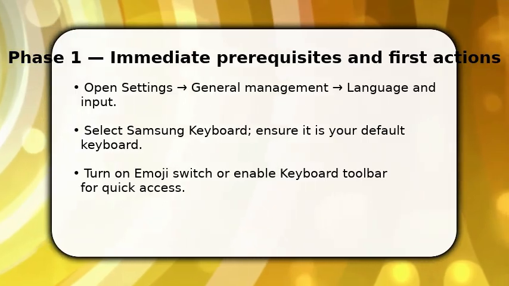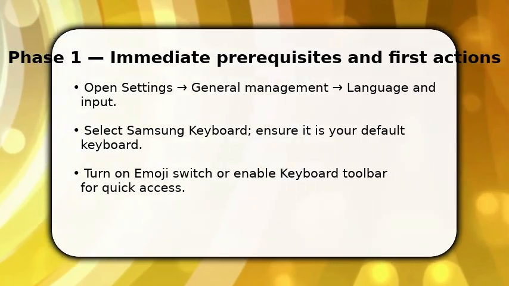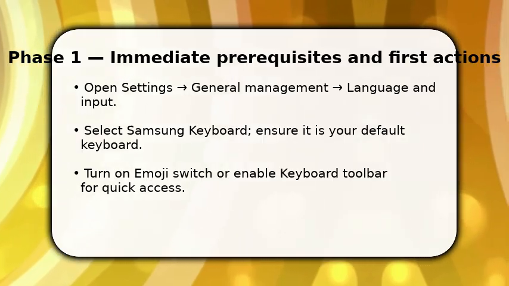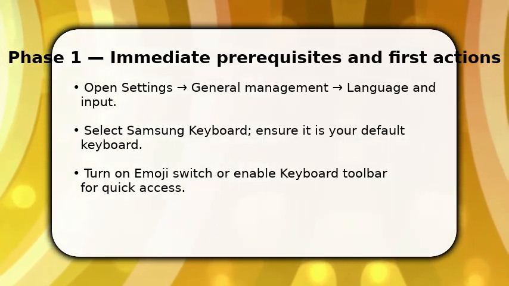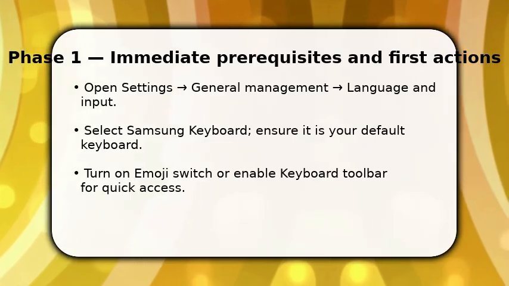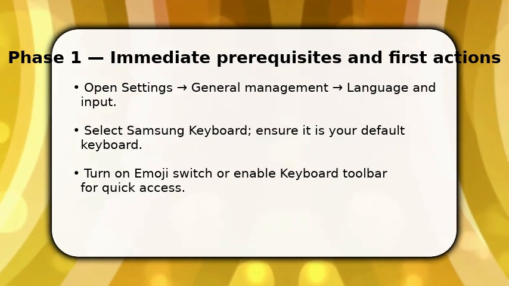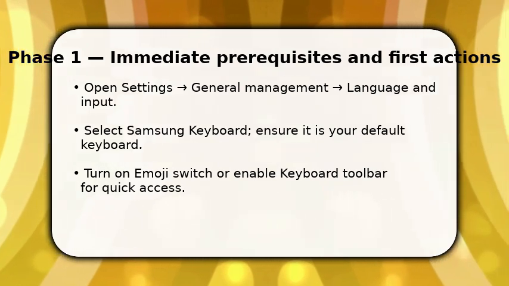Once done, tap Keyboard Settings and find the emoji option, toggle it on, or enable the keyboard toolbar. This gives you the visible emoji key or a smile icon in the toolbar. Enabling it now avoids extra steps later. Make sure your keyboard version is updated so these options appear.